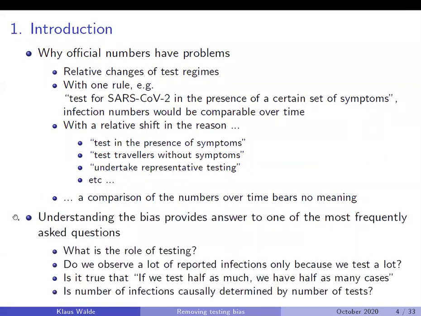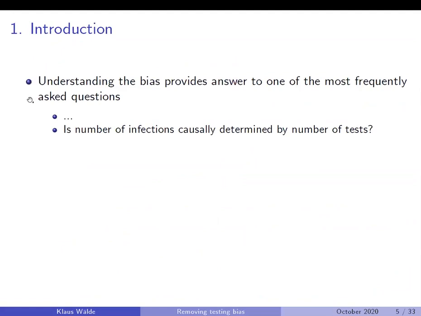When we understand this bias, we also get an answer to one of the most frequently asked questions in the context of CoV-2 statistics. What is the role of testing? Do we observe a lot of reported infections only because we test a lot? I mean, this is what many people argue. Is it true that if we test half as much, we have half as many cases? Or more to the point, in some statistical, more scientific sense maybe, is the number of infections that we report that are confirmed causally determined by the number of tests? So here's the question again. Is the number of infections causally determined by the number of tests?